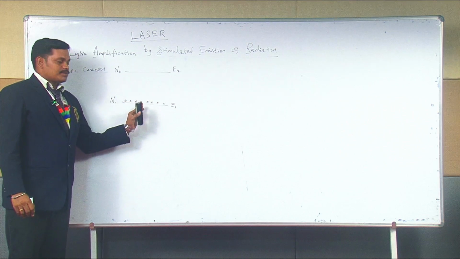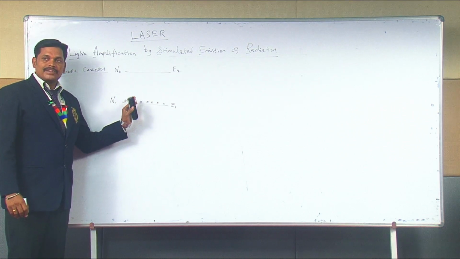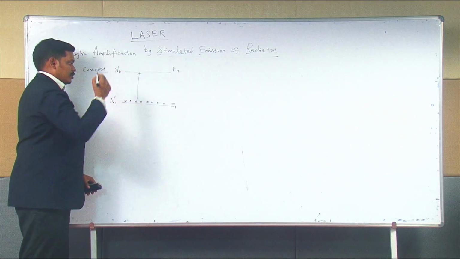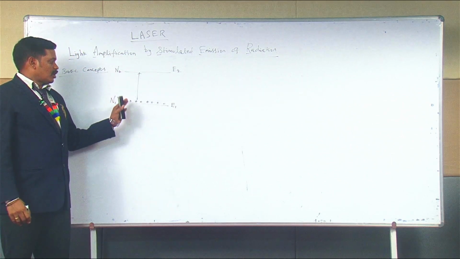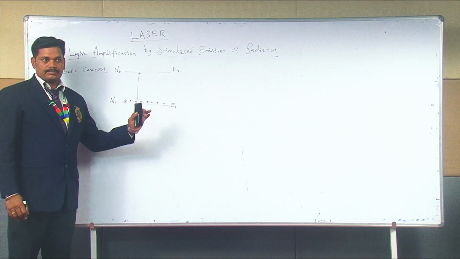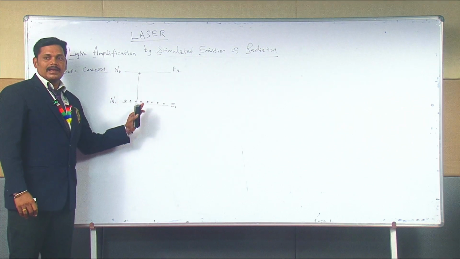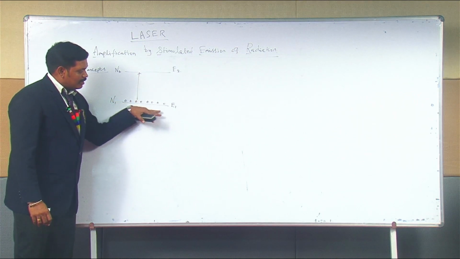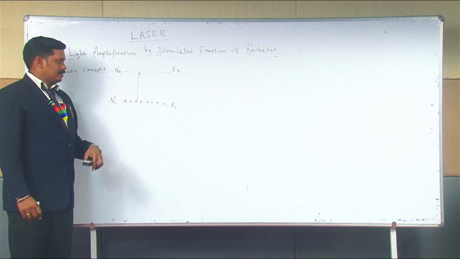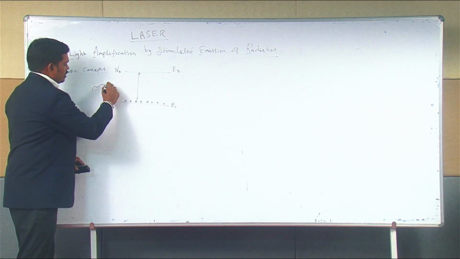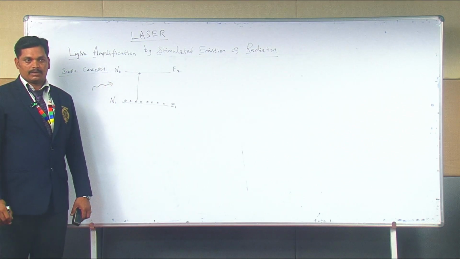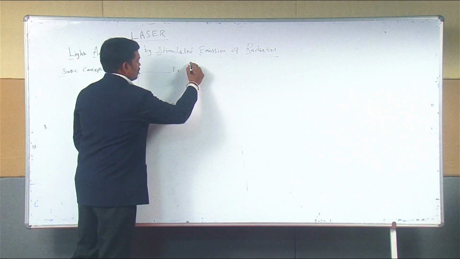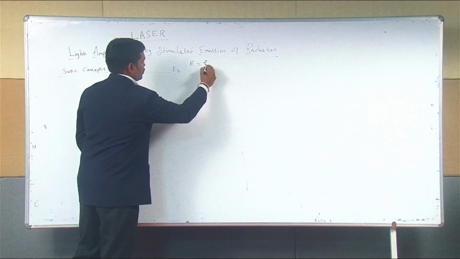If the atoms in the ground state have sufficient energy, they can go to the excited state on their own. But it is not possible for all the atoms, since if they do not have sufficient energy, they remain in the same state. For that, we have to stimulate them by means of some external photon, for example, an external photon having energy E equal to h nu.